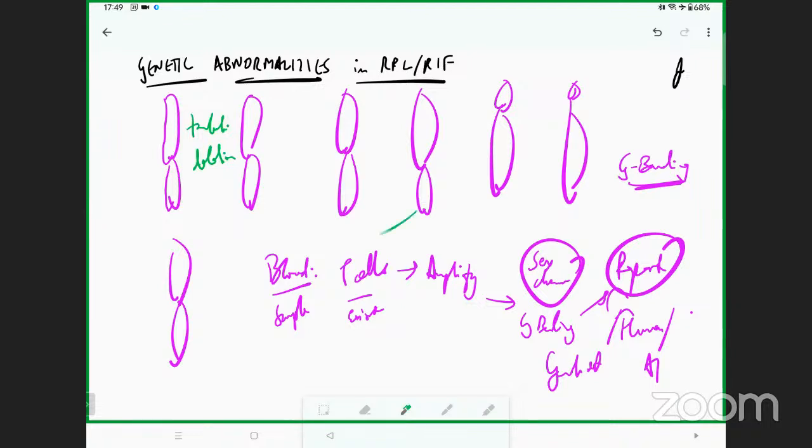Translocation means ये इधर का इधर चला गया. Balanced translocation means इधर का तो इधर गया पर इधर का भी इधर गया. Understanding? So all these reports you are going to get when you try to study genetic abnormalities. Okay, you studied all these things.